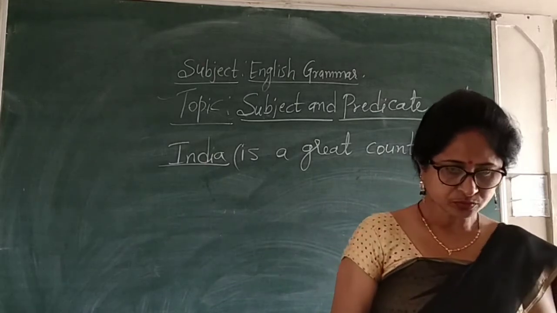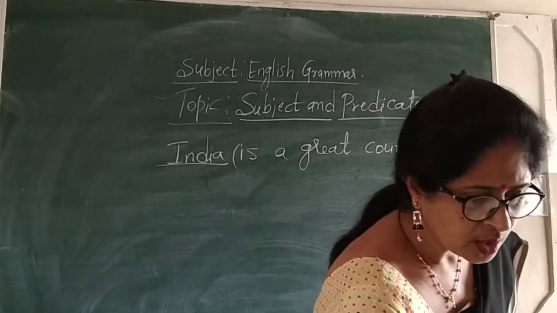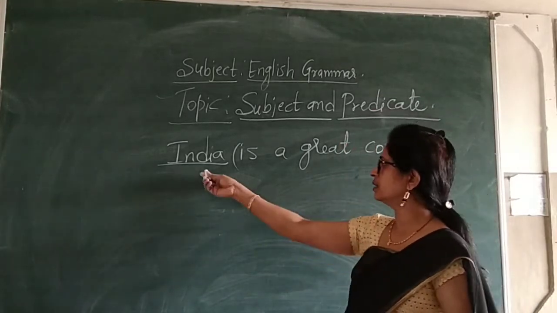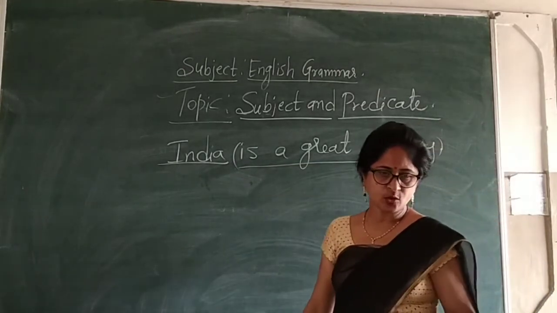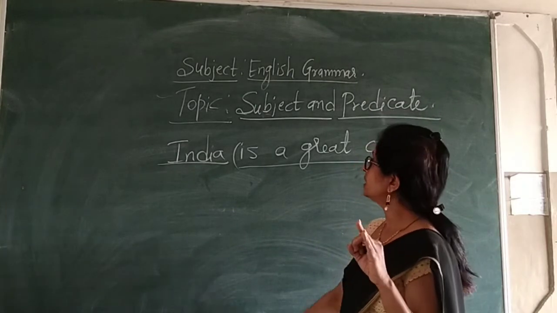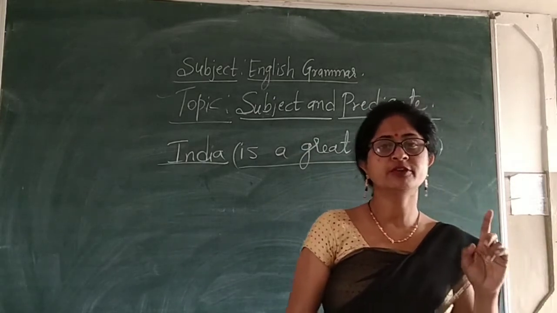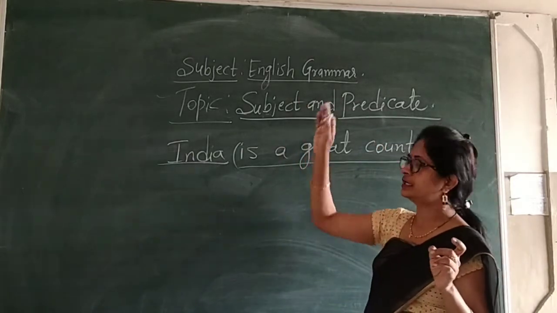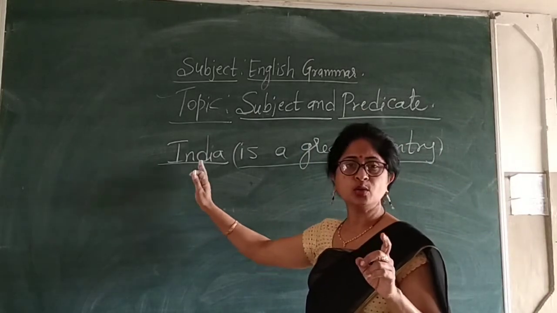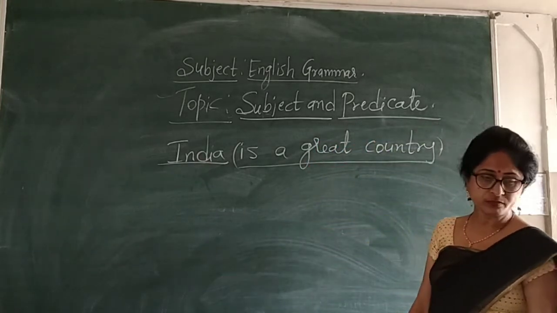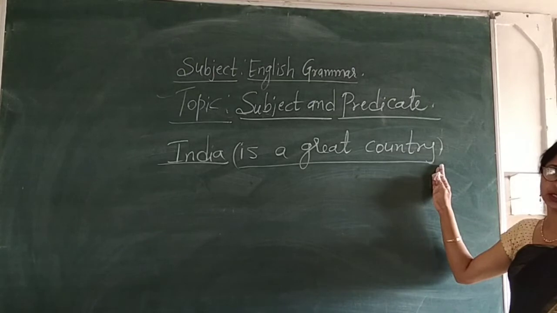Now all of you know that, in your book, it is given: what is said about the subject is known as the predicate. Okay, so I hope you have understood the first one, sentence, and the second one, subject and predicate. Sentence means a group of words which makes complete sense. And subject means the one about whom we are talking in the sentence. And what is said about the subject, the rest of the part, is the predicate.